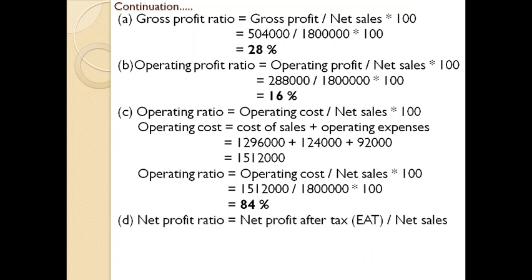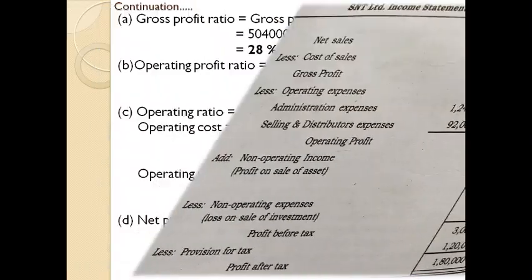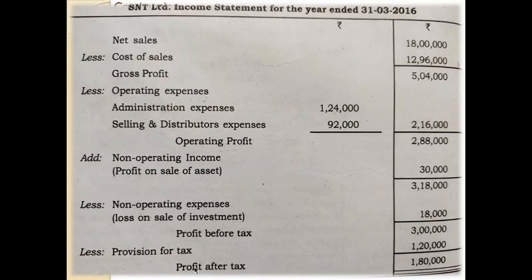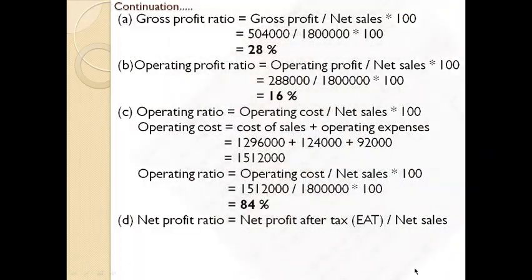Next one, finally, net profit ratio. Remember, you need to take net profit after tax, otherwise known as earnings after tax, divided by net sales. Sometimes in a question you may come across net profit before tax. Remember, in those cases you need to adjust for tax so as to find the net profit ratio. Okay, net profit after tax, which we have already found in the income statement. Here the profit after tax is 1,80,000. So 1,80,000 divided by net sales, which is already given in the question, 18 lakh into 100, you will get 10%.